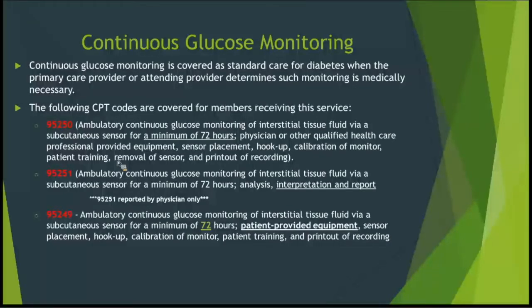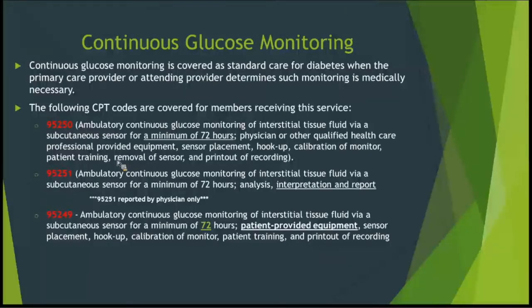So although you're seeing two codes there for the one that's not patient-provided equipment, because 95249 is when the patient provides equipment. So the first two bullets relate to when it's the hospital that's providing the sensor. In this case, you have these two codes, but you're not reporting these two codes.